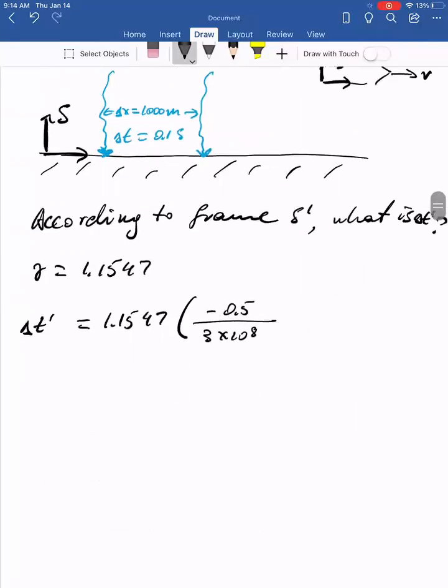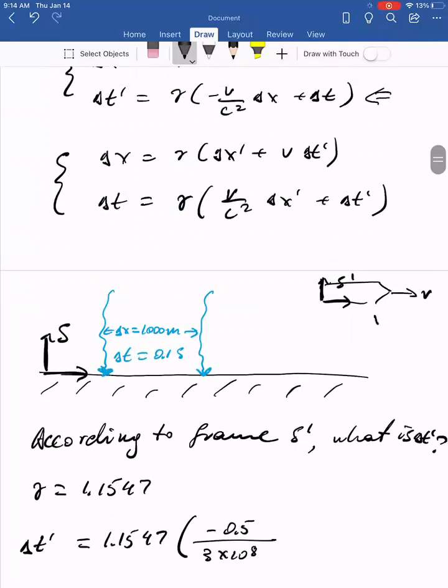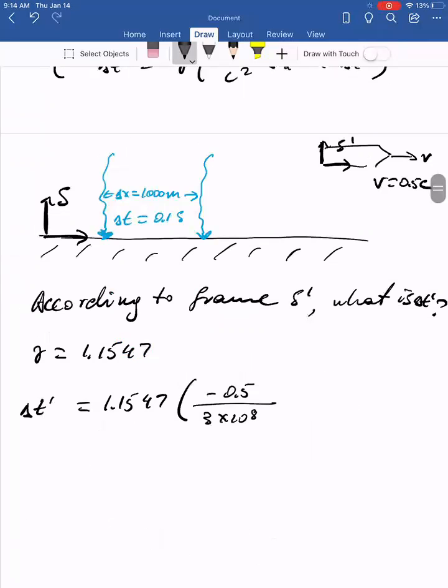So I factored out, I guess what I forgot to write down is that v equals 0.5 c. Okay, so the speed of the spaceship is 0.5 c. I gave you delta x, delta t, and I computed the gamma. Okay, so that's for v equals 0.5 c. Sorry, I forgot to say that.